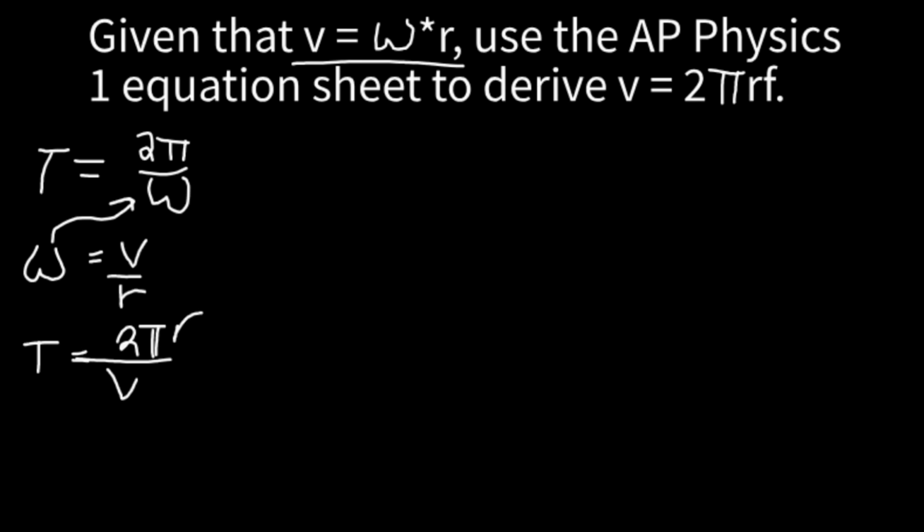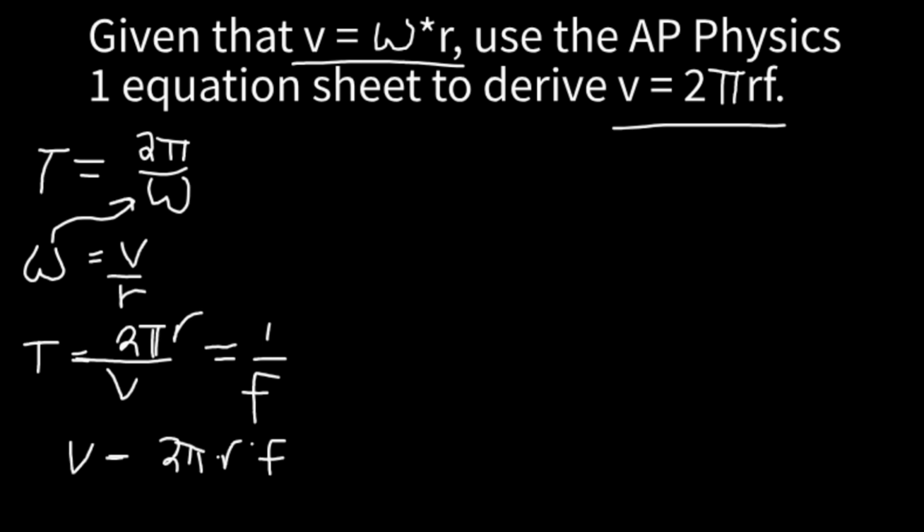over v, which we know period is also 1 over frequency. So cross multiply to see that v, linear velocity, equals 2 pi times the radius times the frequency, and that matches the equation we are trying to solve for.